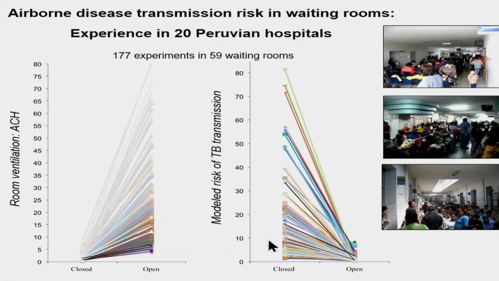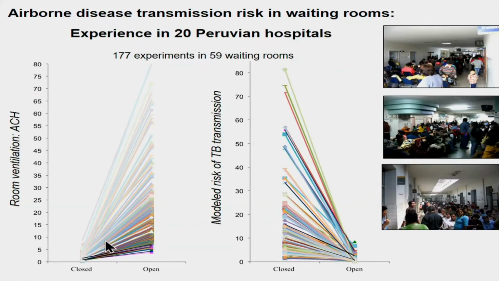So I went on and looked particularly at some of these waiting areas, because they're just so overcrowded in these low resource settings. And I worked in another 20 different hospitals all around Peru this time, not just in Lima. Some up in the Andes, some down on the coast, some over in the Amazon. And looked at almost 60 waiting rooms, lots of experiments.